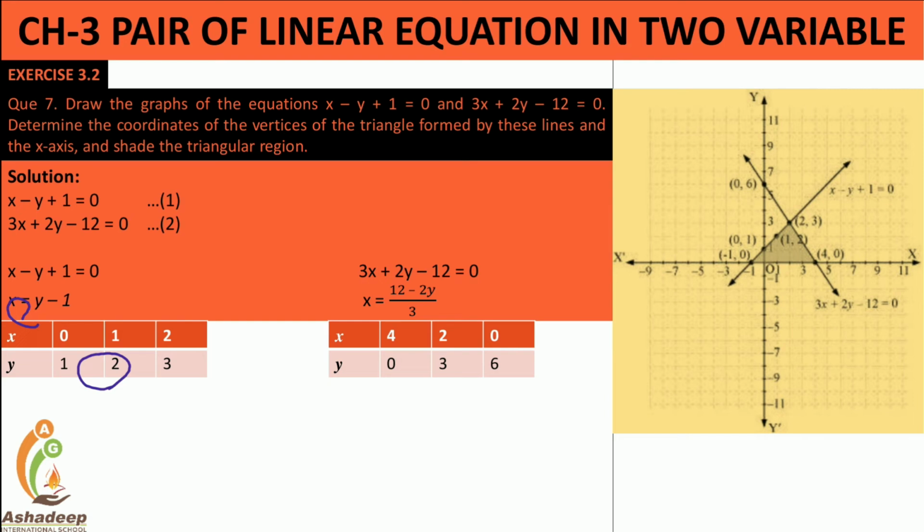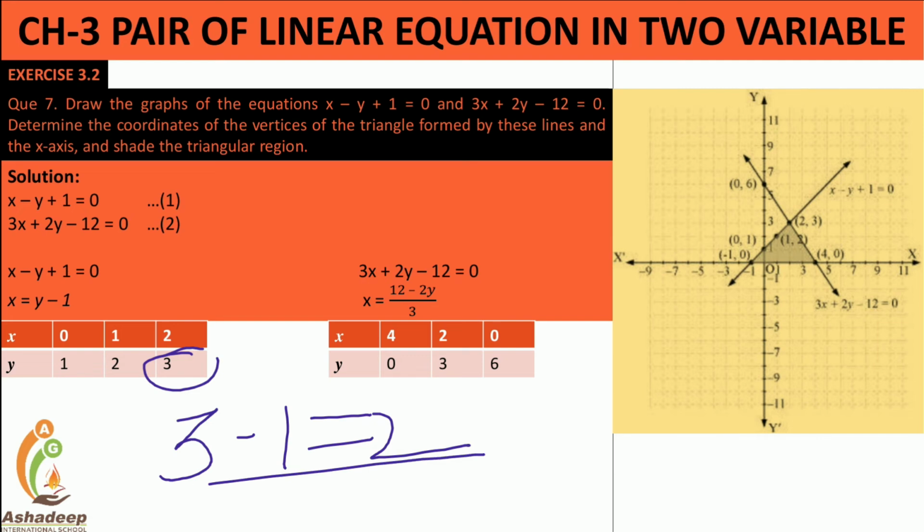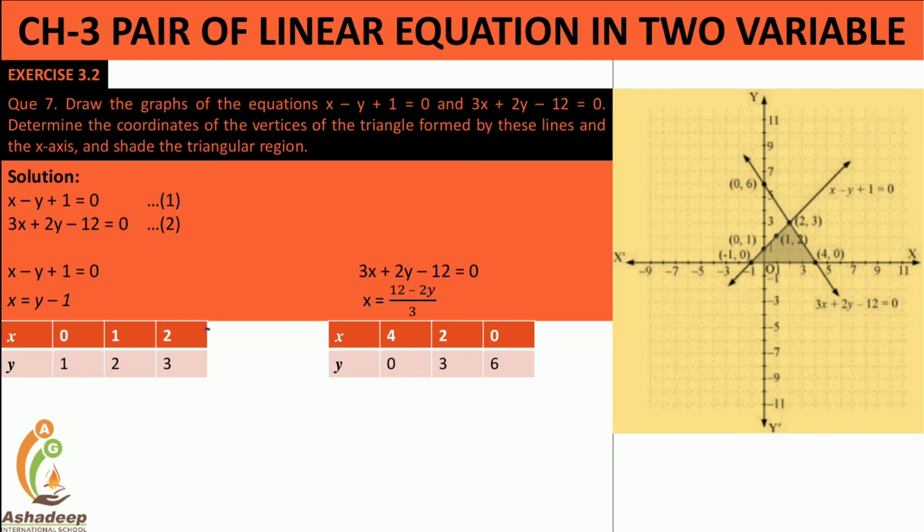Instead of y, put the 2. So 2 minus 1 is nothing but 1. Instead of y, put the 3. So 3 minus 1 is nothing but 2. So these are the points.